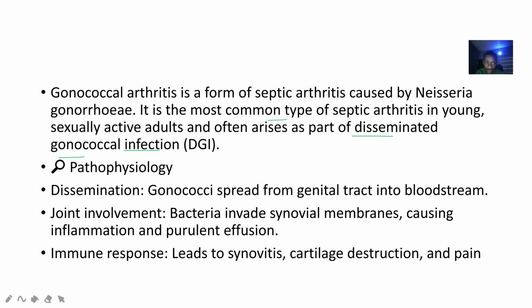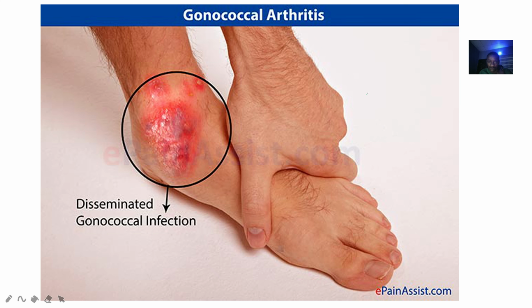So what's the pathophysiology? Dissemination. So the gonococci is one that is spreading from genital tract infection. It gets into blood. It tracks up to your joints. So joint involvement, the bacteria will now invade the synovial membranes. It will now cause inflammation in the synovium. There's also purulent effusion. Immune response, it leads to synovitis, cartilage destruction, and also pain. All right. Disseminated gonococcal infection causing gonococcal arthritis.